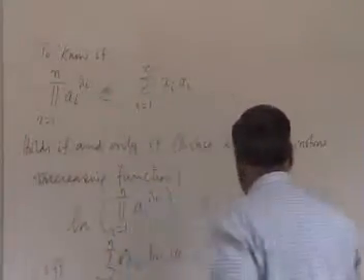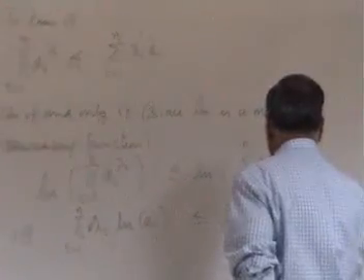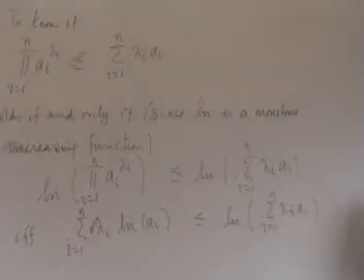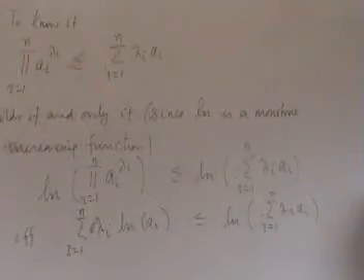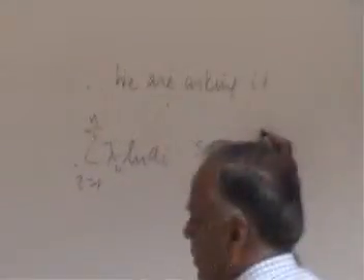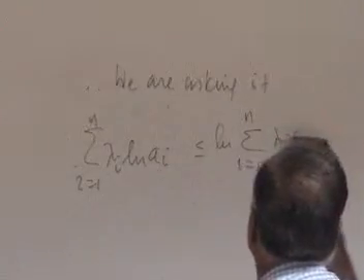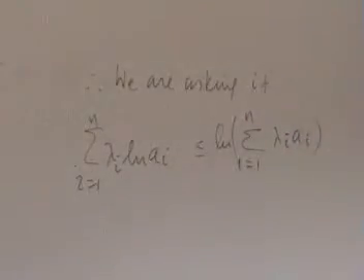less than or equal to log of the summation I equal to 1 to n. So we are asking, therefore, if the sum of lambda I log ai from I equal to 1 to n is less than or equal to log of the sum from I equal to 1 to n of lambda I ai. Right? This is what we are asking.